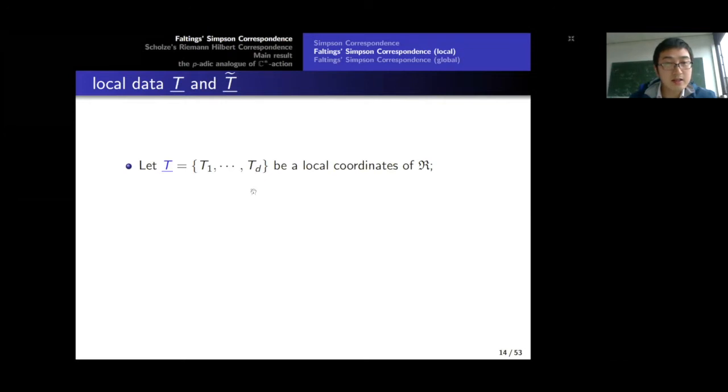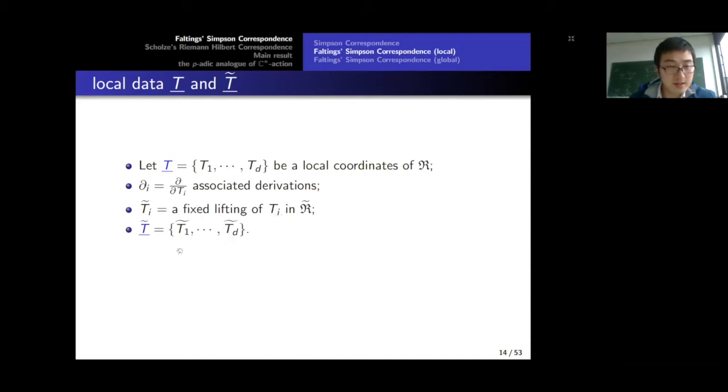For the local T and the T tilde, this T is just a local coordinate, and we denote this to be the associated derivations. And T_i tilde is defined to be a fixed lifting of this T_i. Okay, this T tilde is just consisting of these T_i tilde.